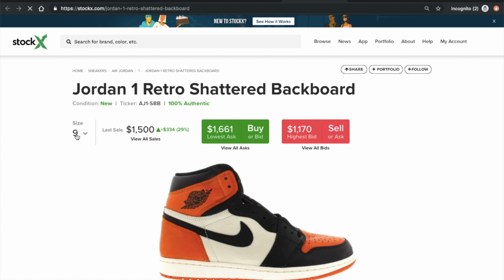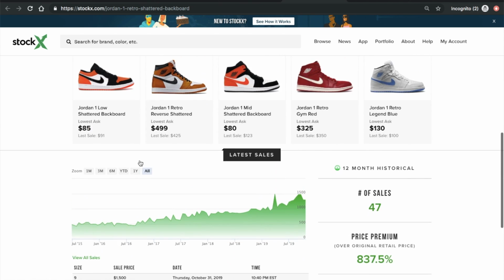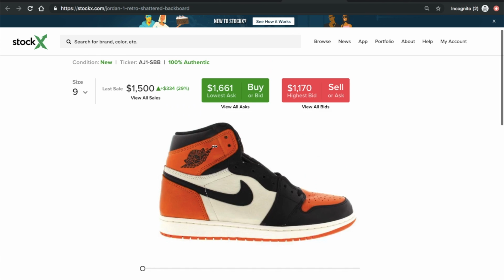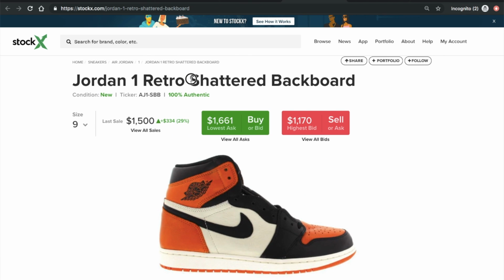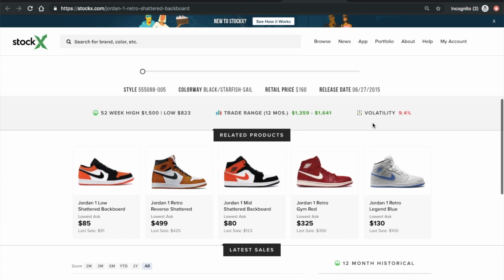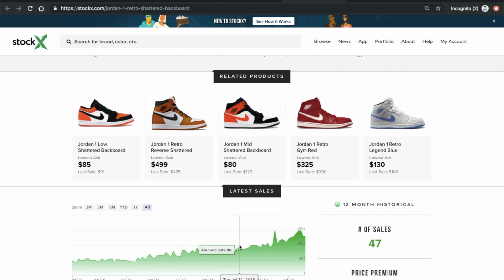You can see that a typical size 9 goes for about $1,500 already, okay? This shoe came out somewhere in the middle of 2015. Of course it has been 4 years, but you can see a steady increase in price the entire time, okay? Yes, this is the Shattered Backboard 1.0, right? These are the most coveted of the Shattered Backboard series. You can see that overall the price does always tend to just go up, up, up.